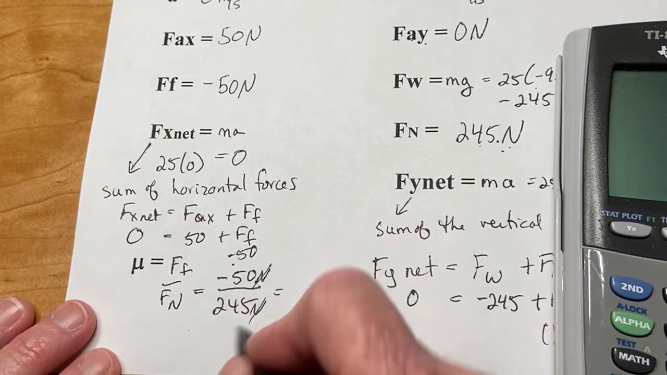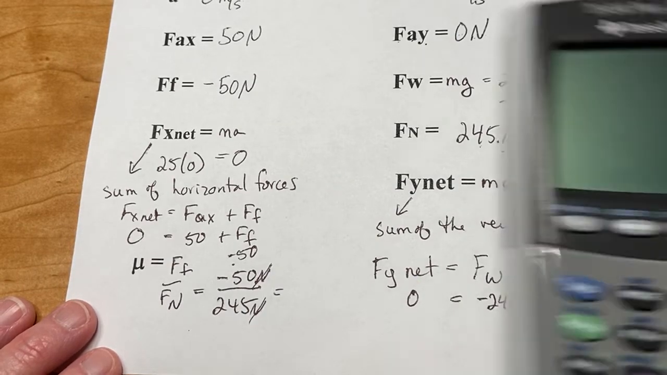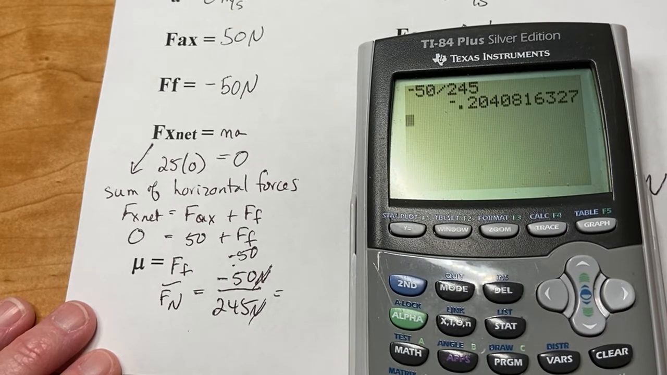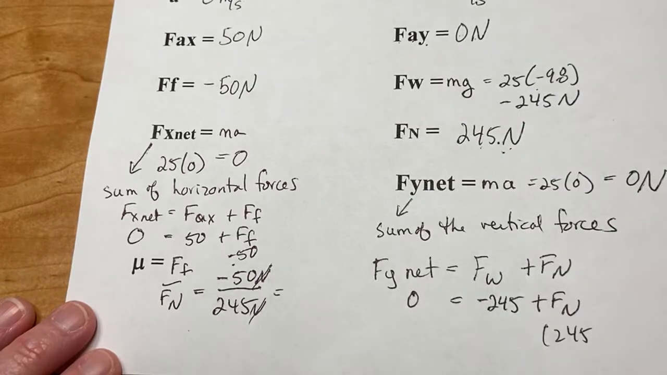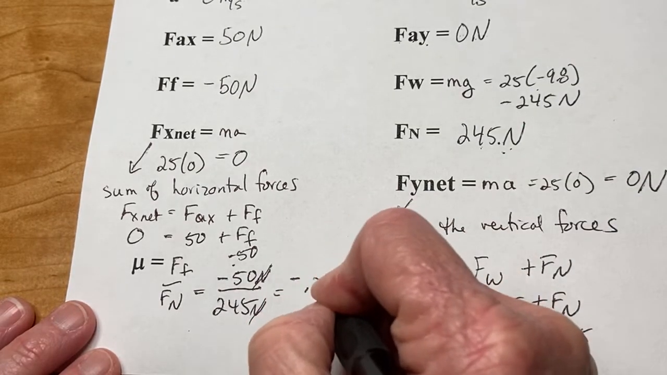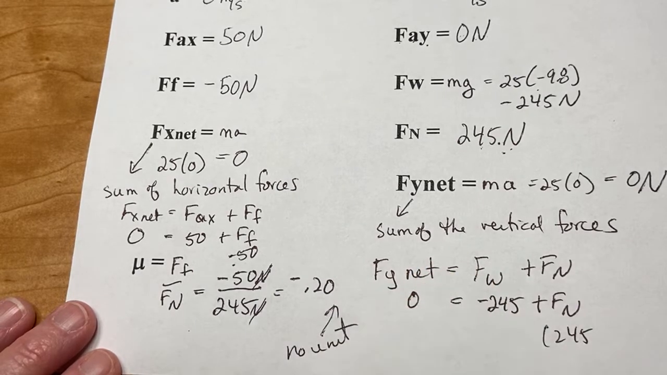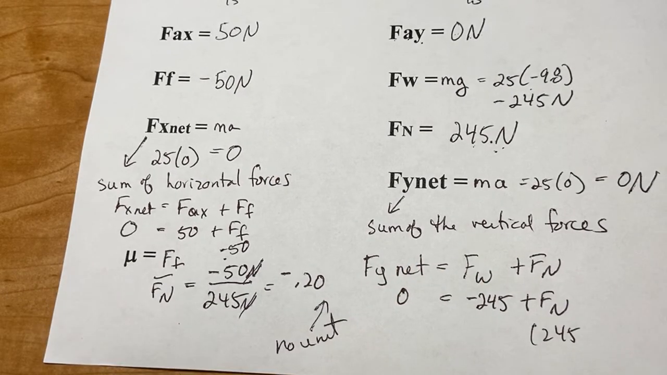And so just like anything in algebra, the letters are going to cancel. So negative 50, I have to turn on. Negative 50 divided by 245 is 0.20. So negative 0.20. And there is no unit on this. It's the only time you can put a unit on and get in trouble.